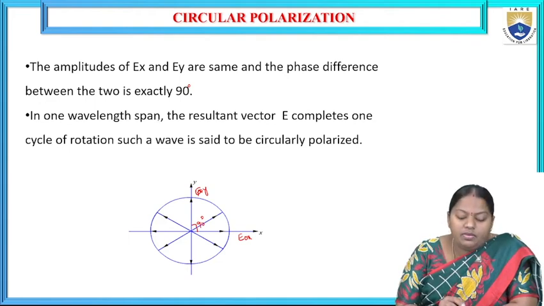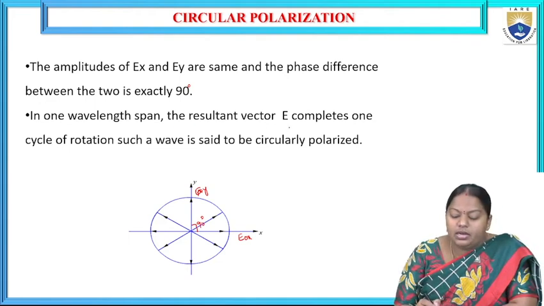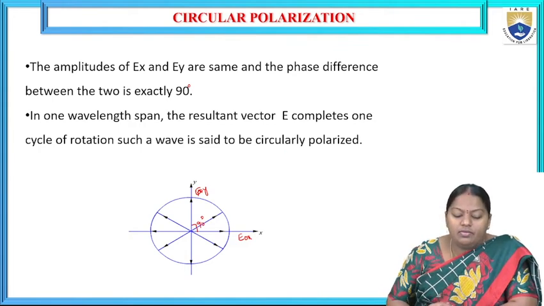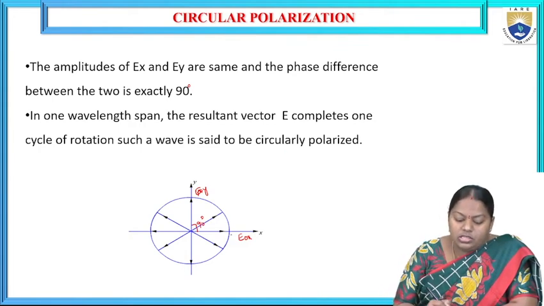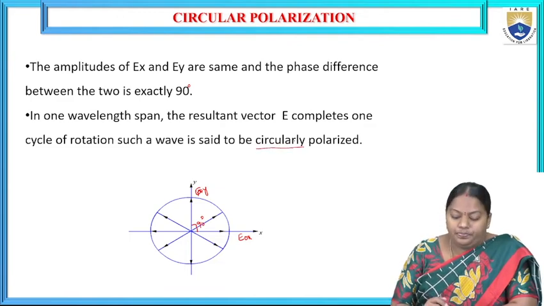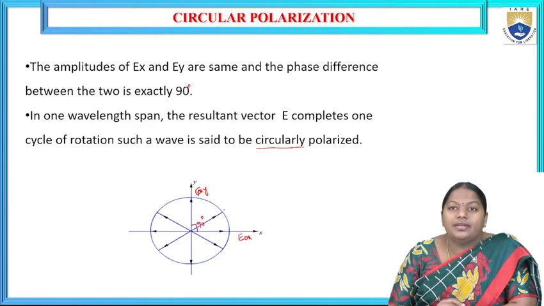Which means in one wavelength span the resultant vector E completes one cycle of rotation. Such a wave is said to be circularly polarized. If over one wavelength the resultant vector E completes one cycle of rotation, such a wave is particularly said to be circularly polarized in those two directions.